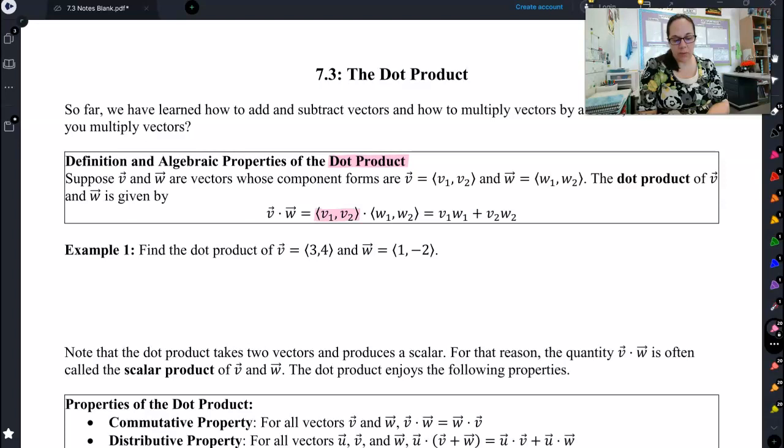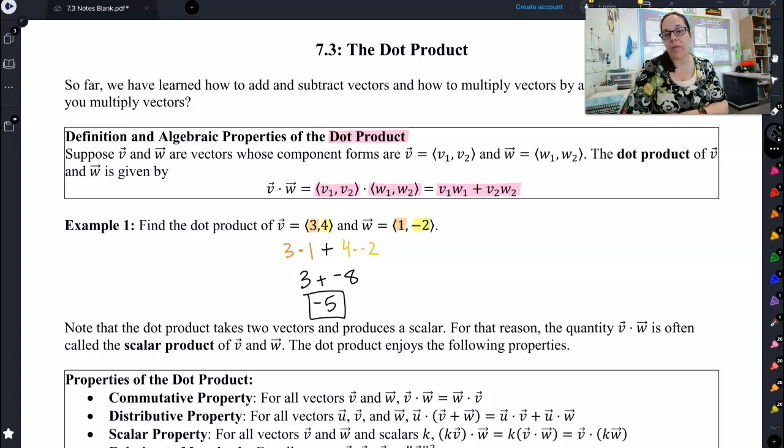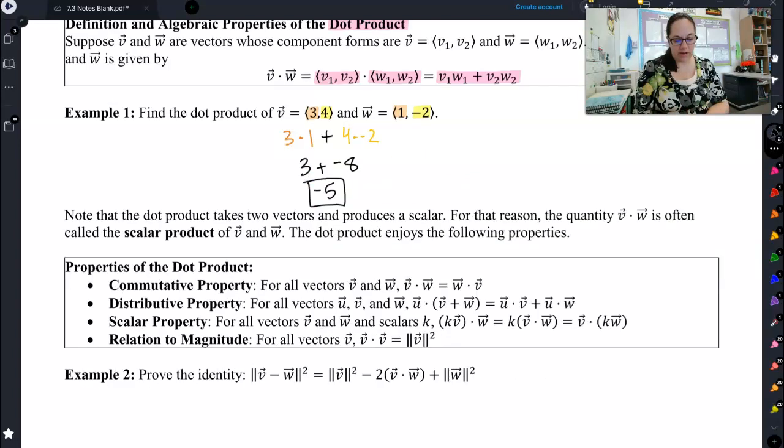Dot product is when we multiply two vectors together, and here's what we do. We multiply the x components and add it to multiplying the y components. So just like this, I'm going to take my two x components and multiply them. Then I'm going to add and do the same thing with my two y components. That gives me 3 plus a -8. 3 minus 8 is -5. So -5 would be the dot product of these two vectors. That is how we multiply two vectors together.